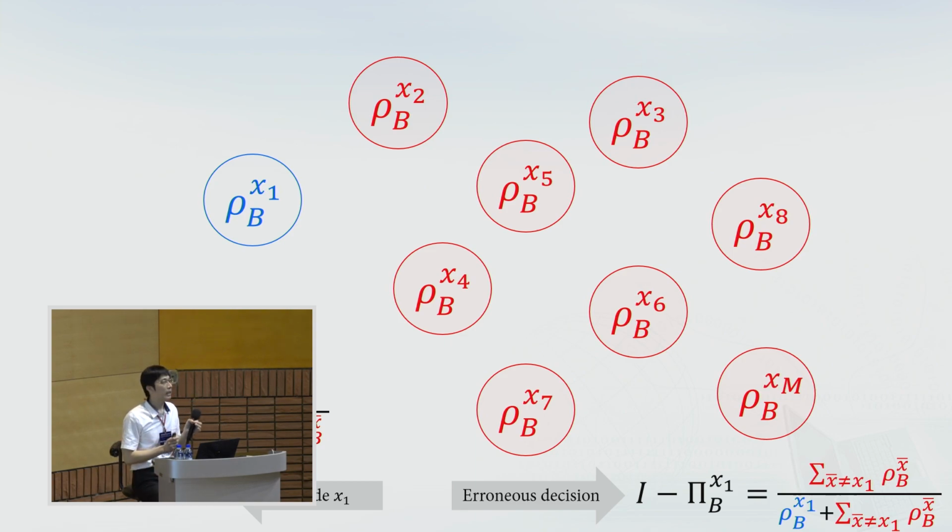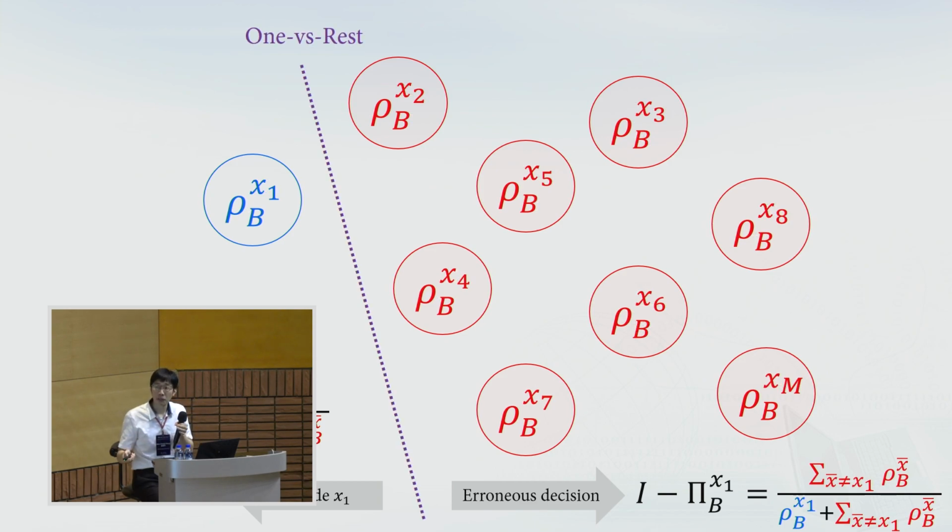So the key observation in this paper is the following. Using the pretty good measurement to distinguish multiple states at the channel output is exactly equivalent to using the pretty good measurement for a binary hypothesis testing between rho_B,x1 and all the other states, the sum of all the other states.